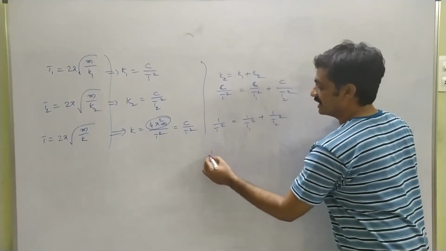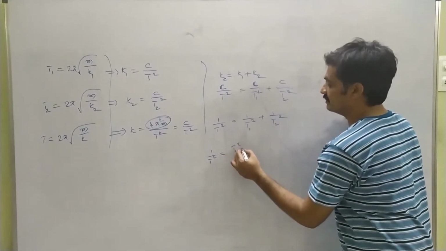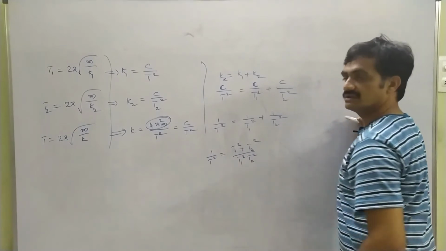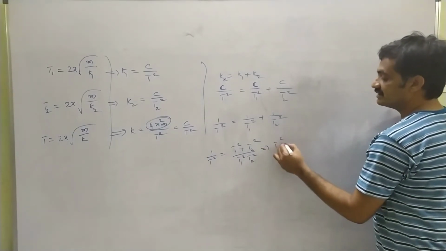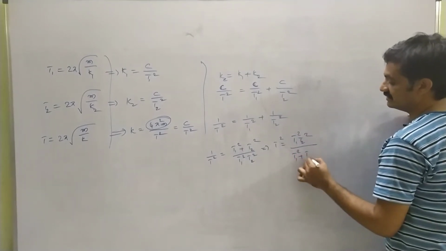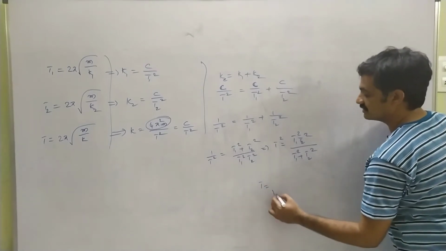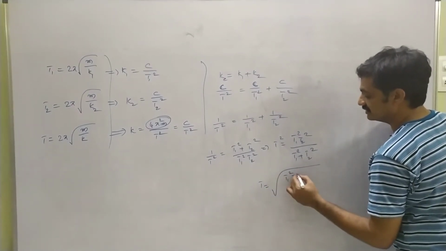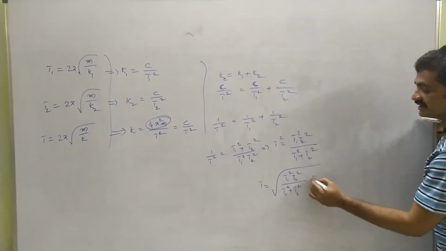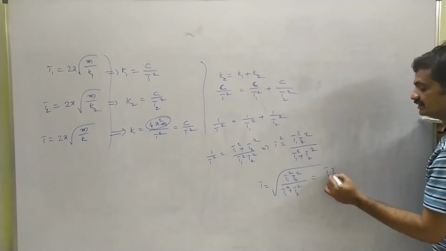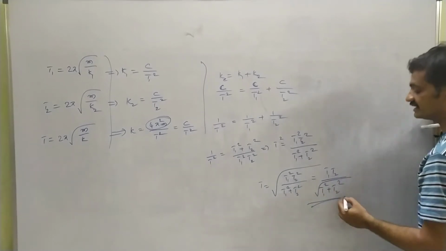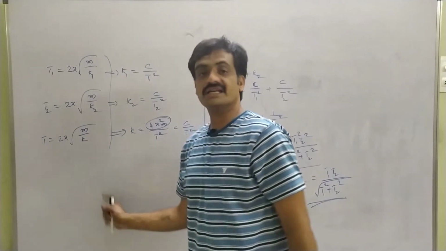As we do the LCM here, we have 1 by t square equals t1 square plus t2 square by t1 square into t2 square. Then t square is equal to t1 square into t2 square by t1 square plus t2 square. So t is equal to under root of t1 square into t2 square by t1 square plus t2 square. So under root of t1 square is t1 and under root of t2 square is t2, by root of t1 square plus t2 square. So this represents the time period of the combination of springs when they are connected in parallel.